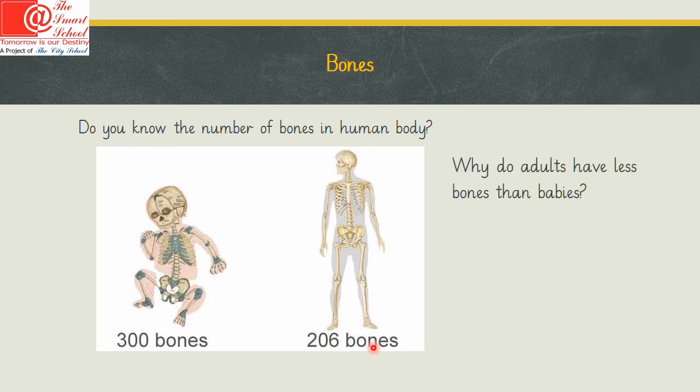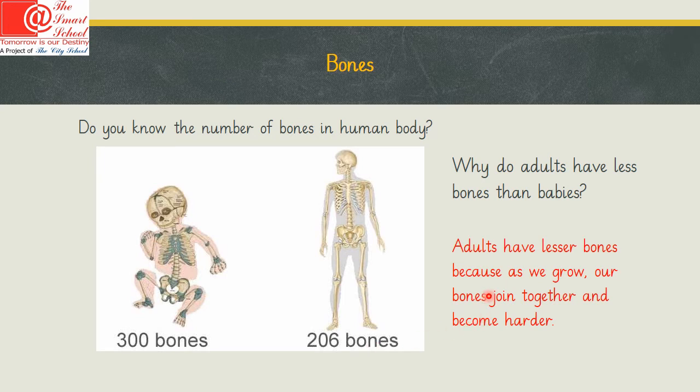The reason is that adults have fewer bones as we grow. Our bones join together and become harder. So out of these 300 bones, many bones join together, and hence, when we are adults, only 206 different bones are left in the human skeleton.